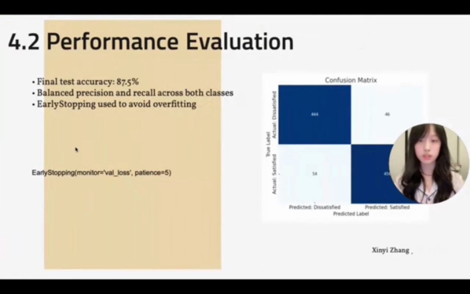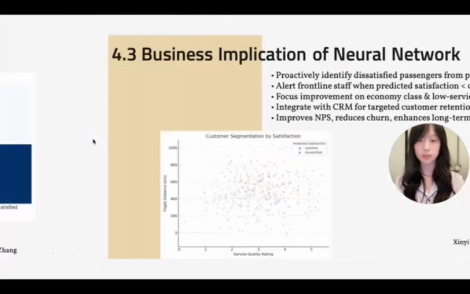The improved model achieved 87.5% accuracy on the test set, which is significantly better than the original baseline. The confusion matrix shows that both classes were predicted accurately. Previously, precision was high, but recall was low for dissatisfied customers. After tuning, the performance became more balanced. I put the key code on the PPT. This helped stop training before overfitting kicked in.